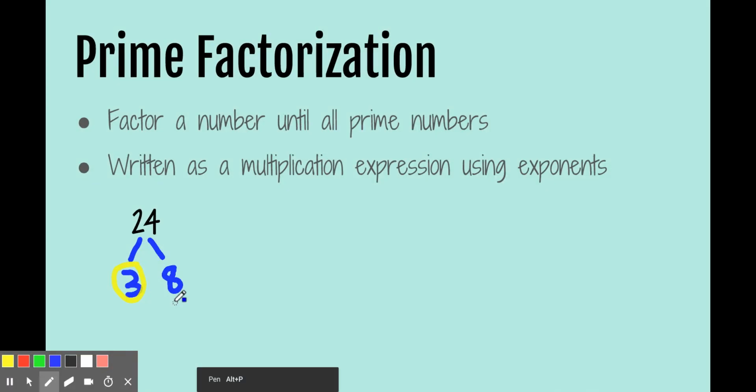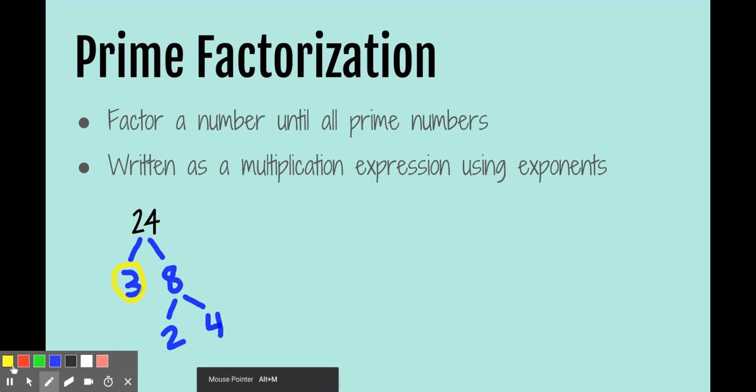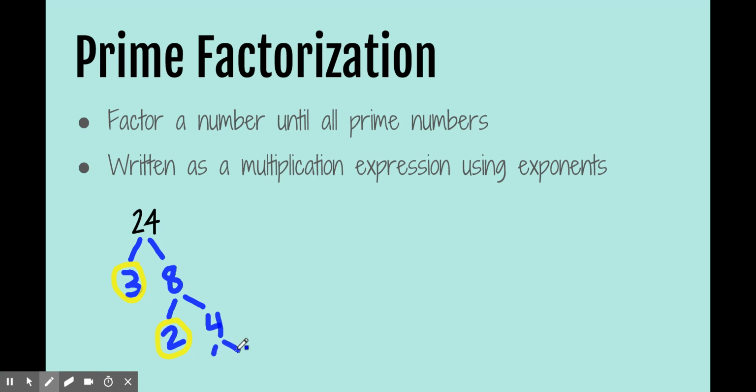So let's split 8 apart. 8 I can split into 2 and 4, right? So I look and see, is 2 a prime number? Yes, it's a prime factor. Awesome. Okay, what about 4? Nope, I need to keep factoring because this is not a prime number. I factor this down to 2 and 2, and now I have all prime factors. Awesome.